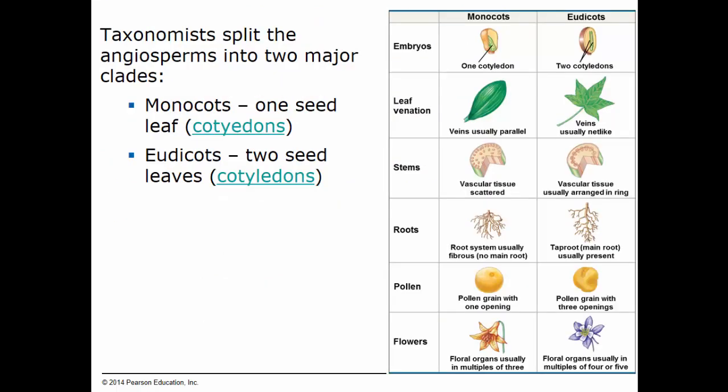In this chapter, we'll be talking a lot about the structure and function of two major groups of flowering plants. They include the monocots, which get their name because they have one seed leaf, also known as a cotyledon, and the other group is the eudicots. They have two seed leaves or two cotyledons.